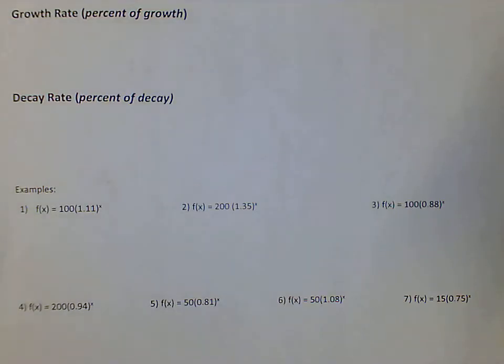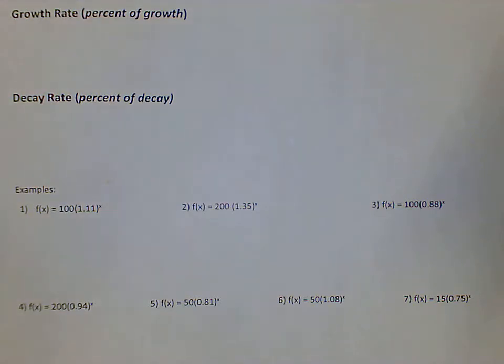In the last couple of videos, we've been talking about growth factor and decay factor. And if you go back and look at those notes, the factor, the growth or decay factor, is what you're multiplying by each time to find out the population or whatever it is you're looking at over time. Now we're going to talk about what growth rate and decay rate is, which is a little different, okay?